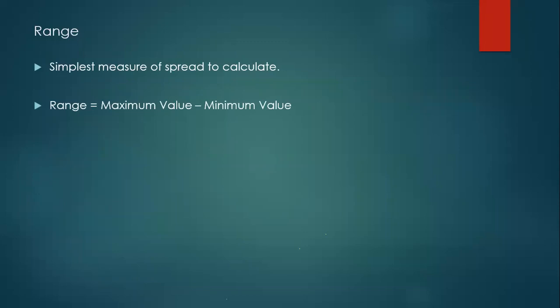So the range is the simplest measure. We normally get the range from the maximum value minus the minimum value. That's just the range. So the range normally uses outliers. Remember, an outlier can either be at the beginning or at the end of your data set. So that means that your range normally uses outliers. So in other words, your range is the largest value minus the smallest value.